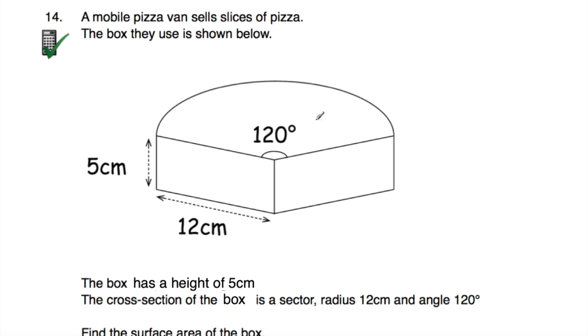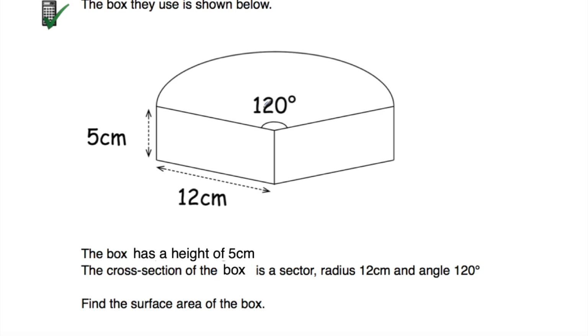And the cross-section of the box is a sector. So it's a sector the whole way through this box. And it's got a radius of 12 centimeters and an angle of 120 degrees. And we've been asked to find the surface area of this box. So we want to find the surface area of this box.